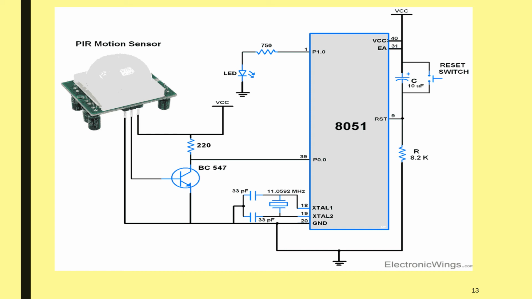There are two preset resistors on the sensor module. One is used for adjusting the delay time and the other is used for adjusting the sensitivity. So you can see the figure.